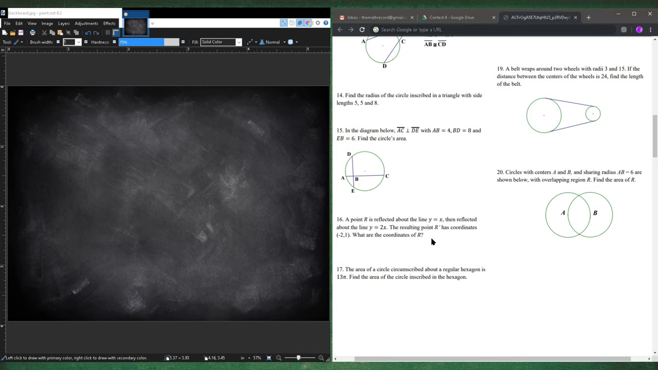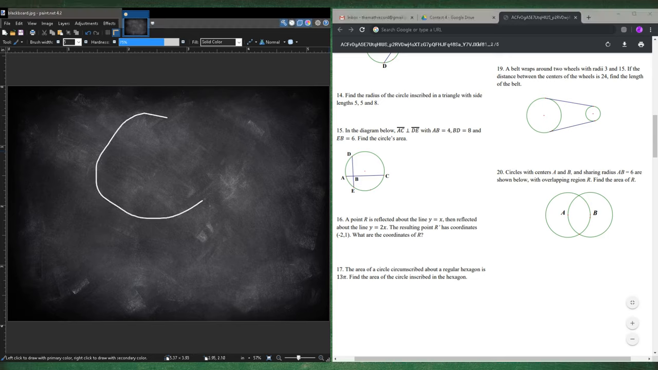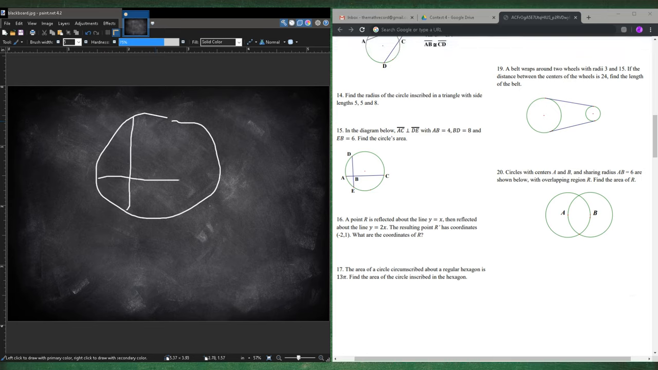Question 15. In the diagram below, AC is perpendicular to DE, and AB is 4, and BD is 8. Let's draw this out first. So we're going to have something here and something here. They say AB is 4, and BD is 8, and BE is 6.